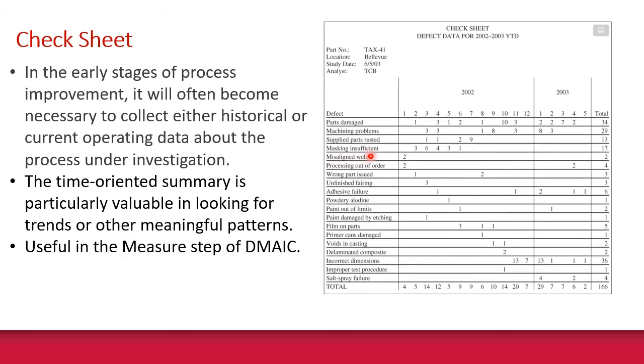So for January, you had 2 cases of a misaligned well, and 2 cases where the processing was out of order. For February, same kind of thing. And so this gives you a running total. You can look back and see some history of this. You have some recurring things happening all the time here, like this parts damage. This occurs a lot. Look at this October entry here. You had 10 of these. So you can get a lot of useful information here, and it's very useful in the measure step of the DMAIC.